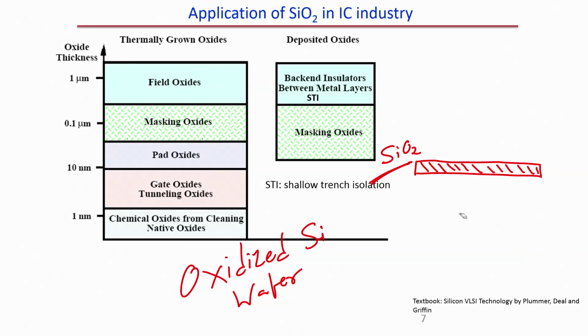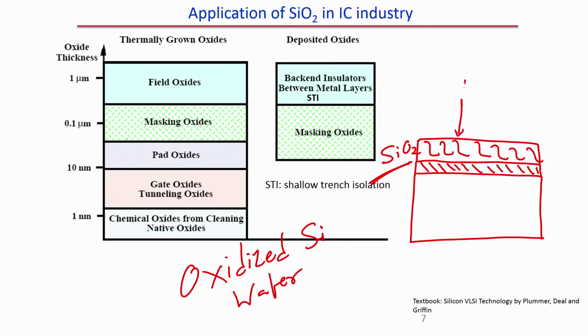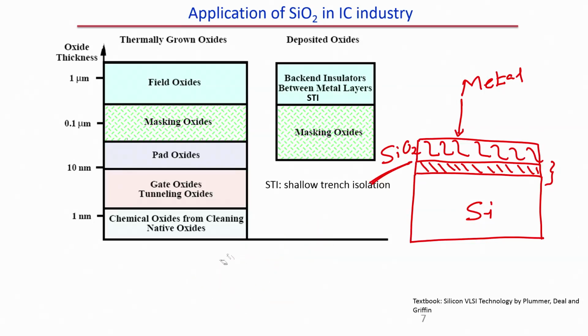Now, why do we have to grow silicon dioxide? Because if I take the same example and if I deposit metal now, let us say metal looks like this in this particular fashion. This is my metal, this is silicon dioxide, this is silicon. Then the metal will not get shorted with silicon because of this insulating layer between the metal and silicon, correct. So, I have to use an oxidized silicon wafer.